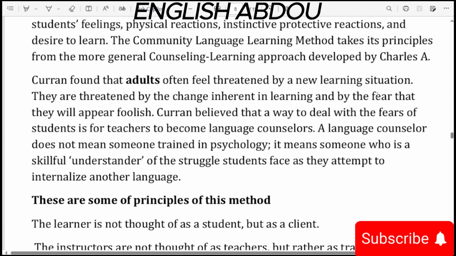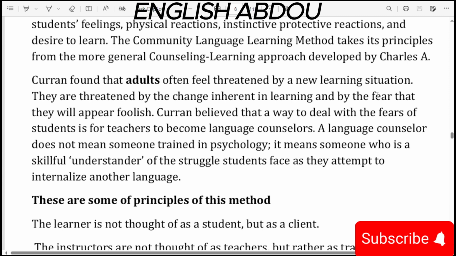So in order to overcome these fears, we need a teacher to be a counselor in order to know the problems of students and try to help them. A language counselor does not mean someone trained in psychology. It means someone who is a skillful understander of the struggle the students face as they attempt to internalize another language. It doesn't mean a teacher should be a psychologist or therapist.